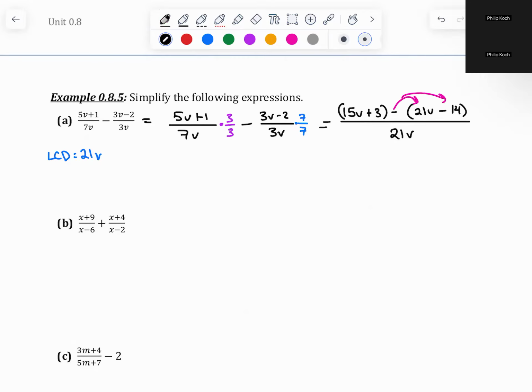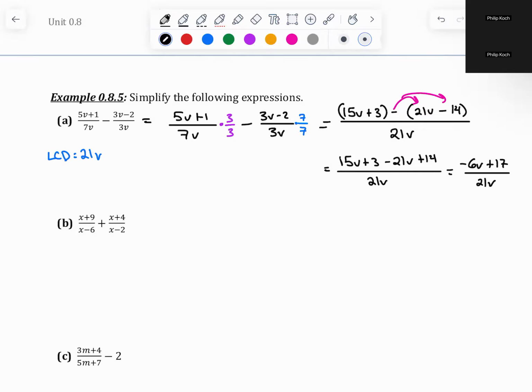I could either do it all in one step, or I can take steps: 15v plus 3 minus 21v plus 14, all divided by 21v. And that will give me 15v minus 21v, that's negative 6v, and 3 plus 14, that's 17, over 21v. And there's nothing else that can really be done. 6 and 17 have no common factors, and they don't have a v in common, so there's nothing to factor out of the numerator to cancel anywhere.